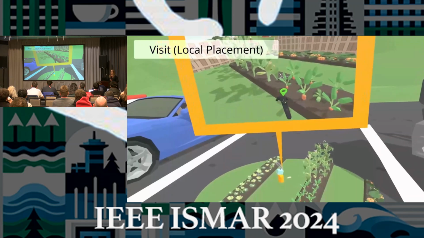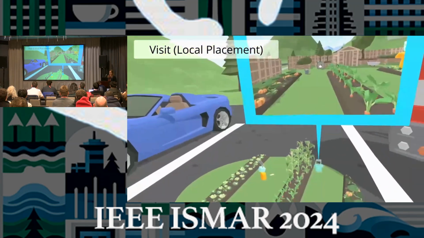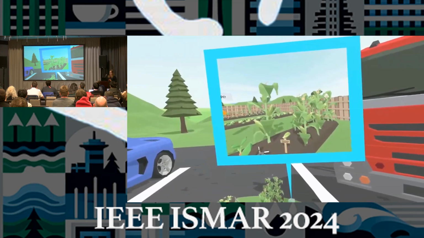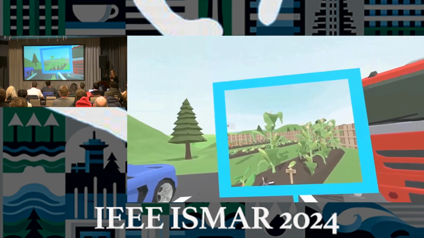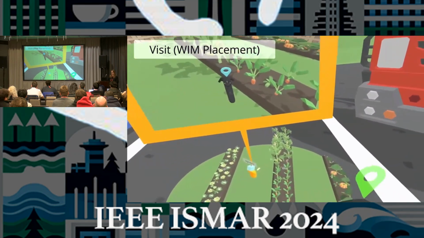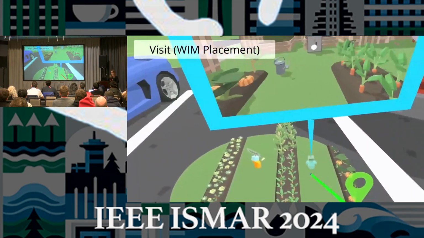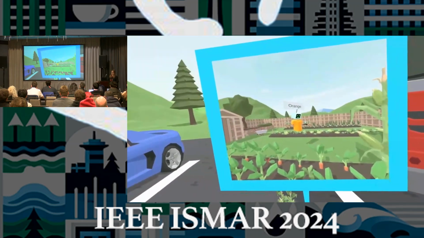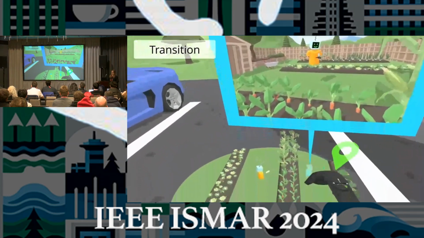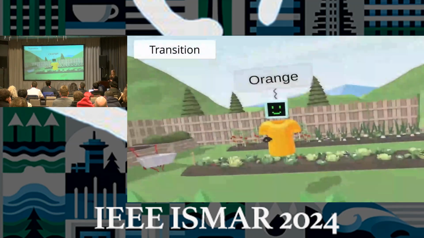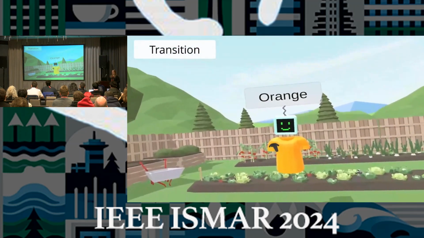In our implementation, we suggest two different placement techniques. In the local placement, the user who is already at the target position suggests a position for the other, who can see a preview of their future perspective and position. In the WIM placement, they place themselves in the small visualization of the environment. If they're happy with their placement, they can select the preview and are teleported to their partner, where they can collaborate face to face.